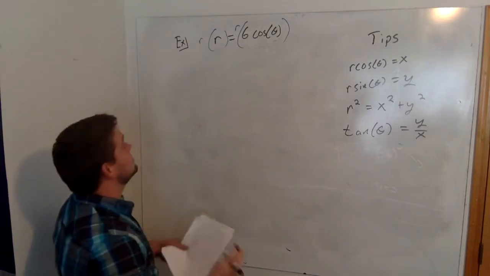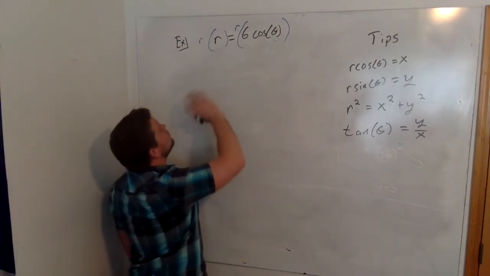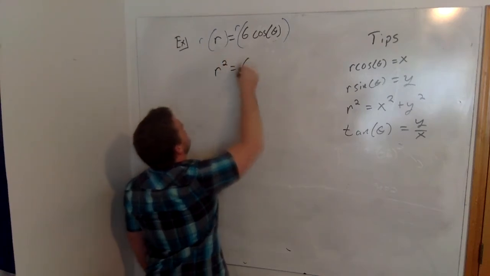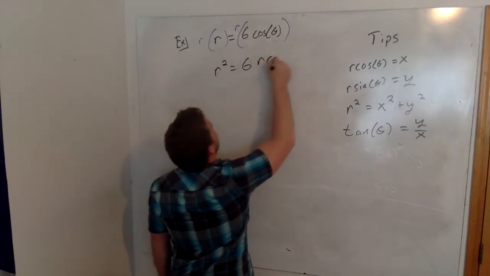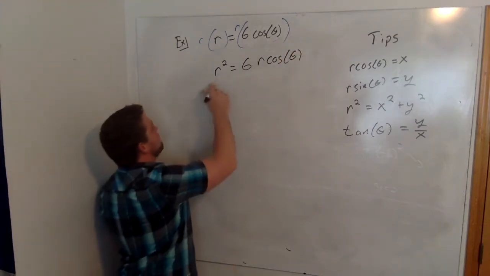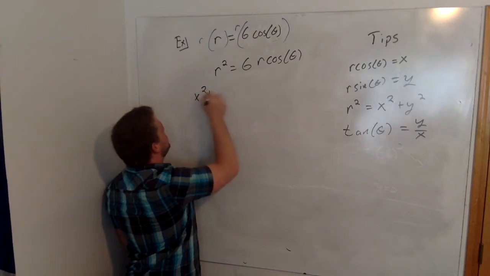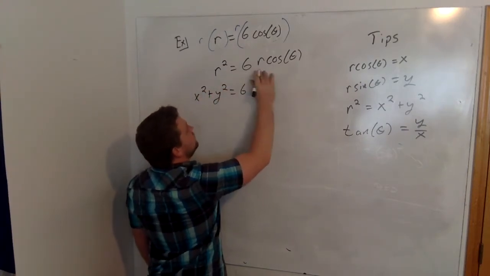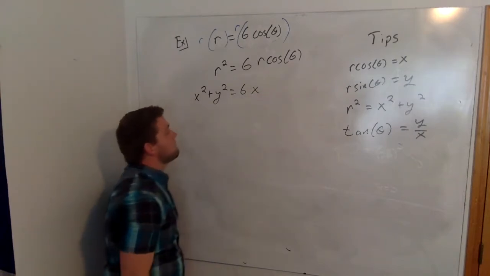So in this case, instead of squaring both sides, it was nice to multiply both sides by r. So here we'll get r squared is equal to 6r times the cosine of theta. So we can replace this r squared now with an x squared plus y squared. And now this r cosine of theta, we can replace that with an x.